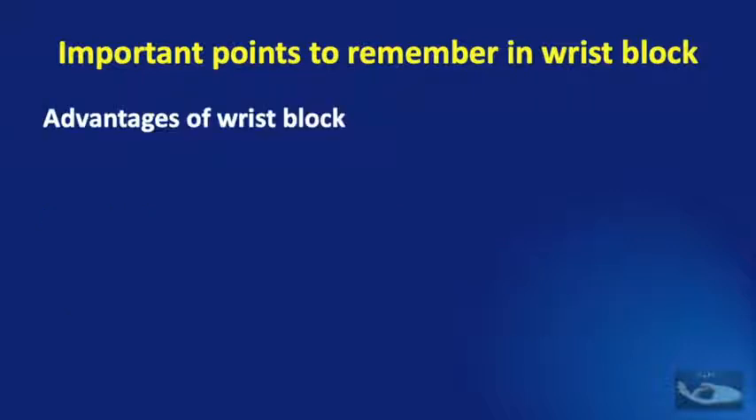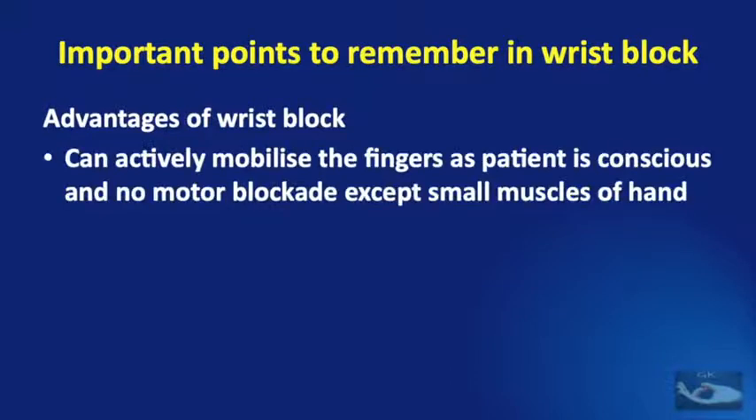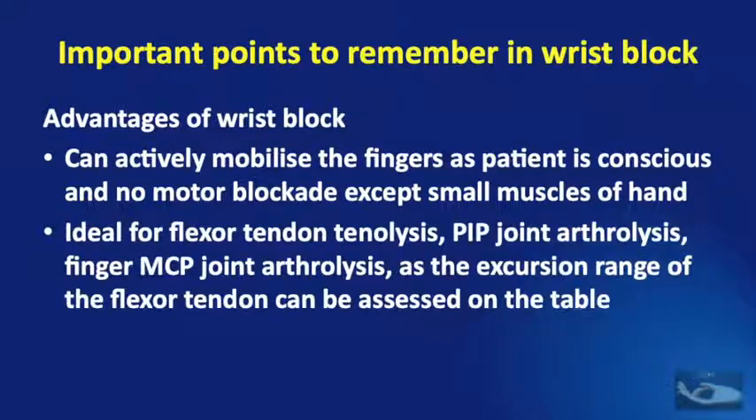Here we need to remember the advantages of giving a wrist block. The most important advantage is that the patient can actively mobilize the fingers as he is conscious, and there is no motor blockade except of the small muscles of the hand. Hence, this type of regional block is ideal for flexor tendon tenolysis, PIP joint arthrolysis, finger metacarpophalangeal joint arthrolysis, as the excursion range of the flexor tendon can be assessed on the table.